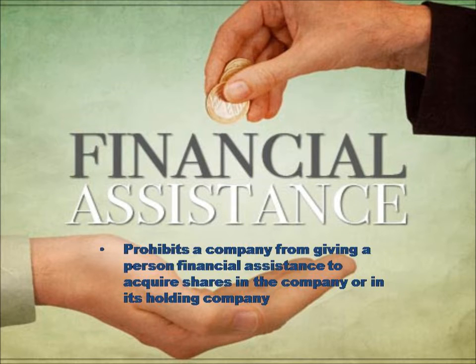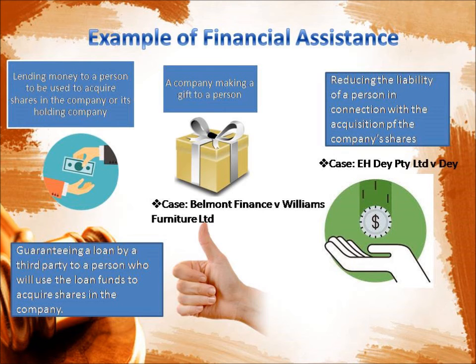What is financial assistance? Financial assistance prohibits a company from giving a person financial assistance to acquire shares in the company or in its holding company. There are several examples of financial assistance. The first is lending money to a person to be used to acquire shares in the company or its holding company. The second, a company making a gift to a person.